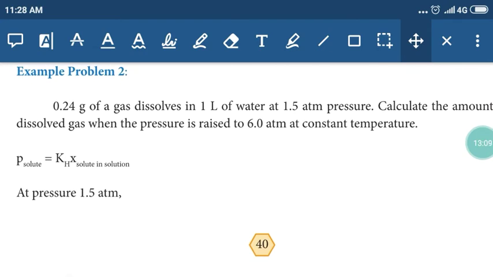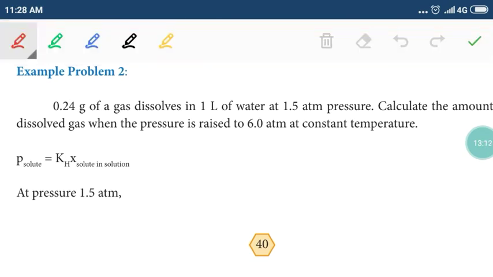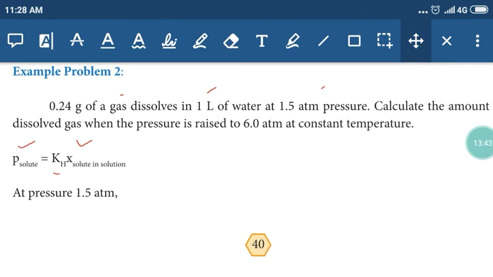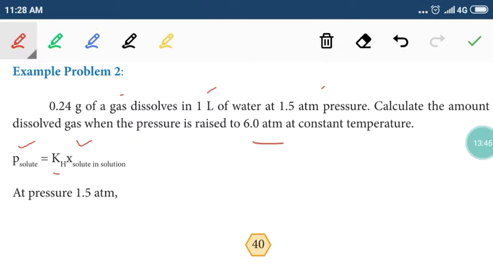And based on Henry's law, we have a problem. Henry's law says partial pressure of a solute particle is directly proportional to the mole fraction of solute in that solution. To remove the proportionality, we introduce kh. So the question is: 0.24 gram of gas dissolves in 1 liter of water at 1.5 atmospheric pressure. Calculate the amount of dissolved gas when pressure is 6 atmospheric pressure at constant temperature.